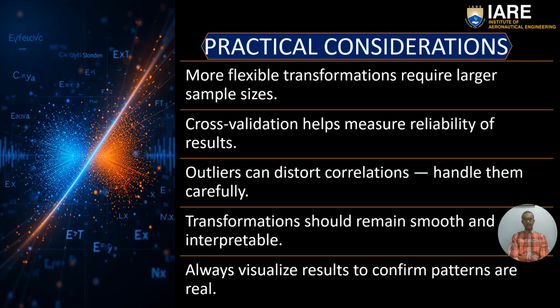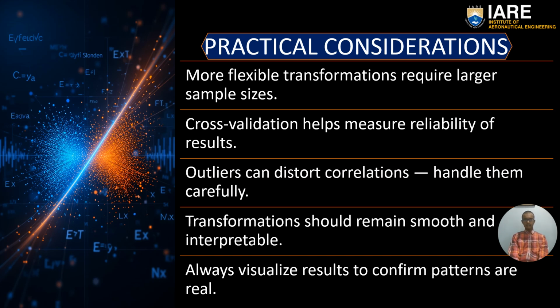Now let's go through the practical considerations. In practice, several challenges arise. The first challenge is sample size. More flexible transformations need more data, otherwise we might see patterns that are not real. And the second challenge is cross validation. Cross validation, or splitting the data into training and test sets, is vital for checking the reliability of results.